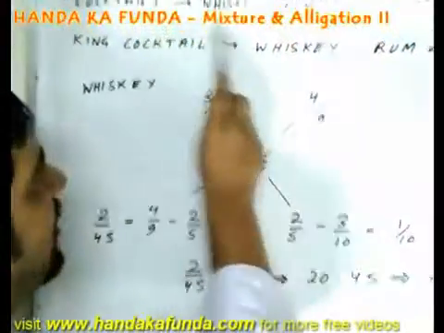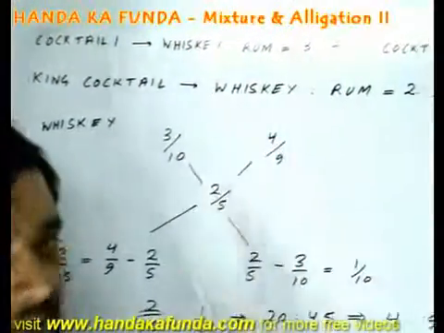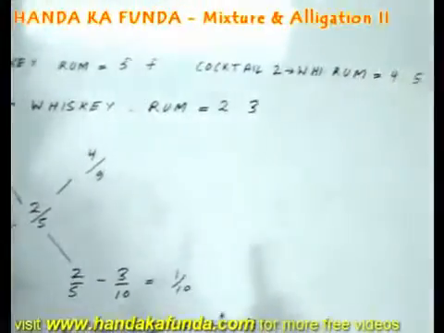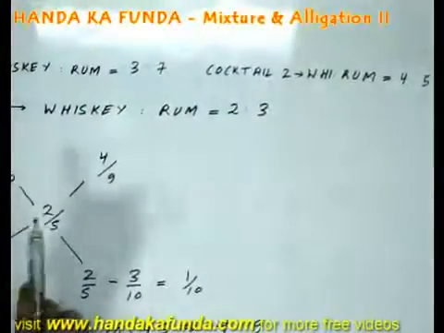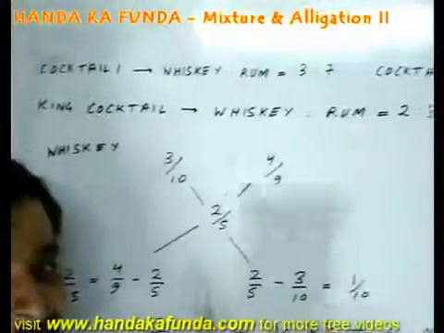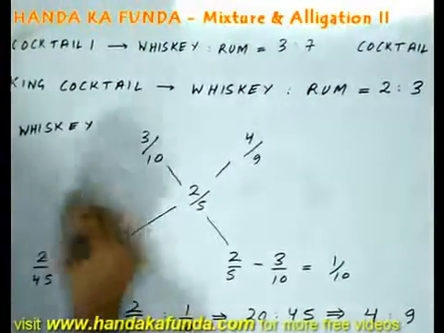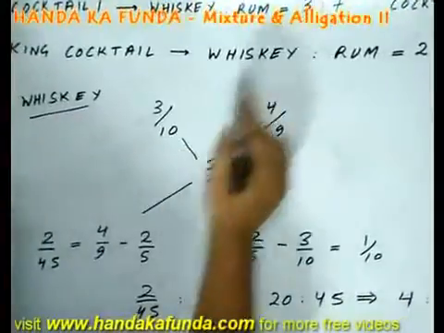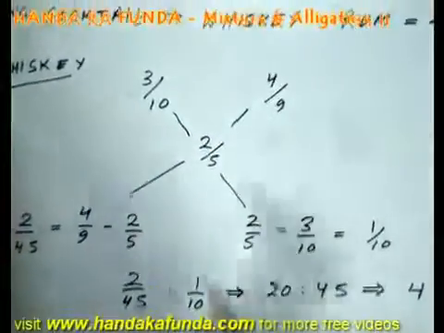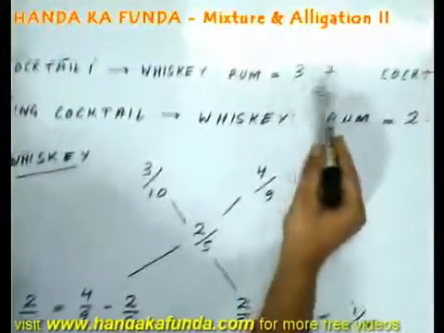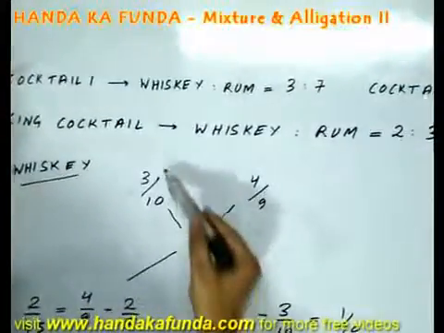Suppose I have a cocktail in which whiskey and rum are in the ratio of 3:7. I have another cocktail in which whiskey and rum are in the ratio of 4:5. What I want to do is make a king cocktail which has whiskey and rum in the ratio of 2:3. So how do I do that? I'll apply alligation on one of the quantities, either whiskey or rum, whatever I like. I prefer whiskey.